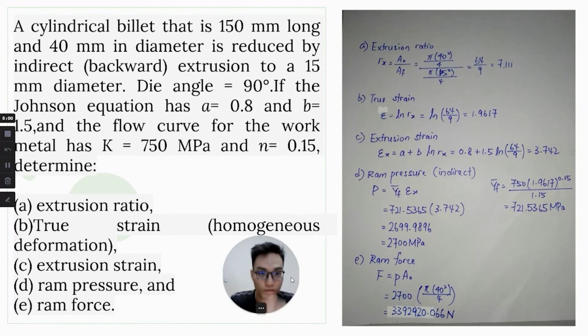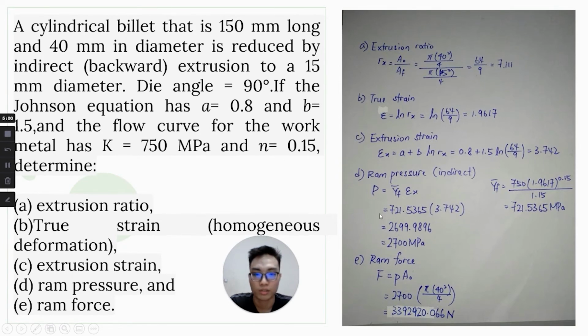So in part A, we use the equation A equal to pi d squared over 4. Then we only need to substitute the data provided from the question, and thus we can get the ratio. And in part B, again, we use the answer we get from part A, and we substitute in this equation, and we get the answer in part B. So in part C, extrusion strength is equal to A plus B ln Rs. Then again, we substitute the data we get from the question, and that's how we get the result.